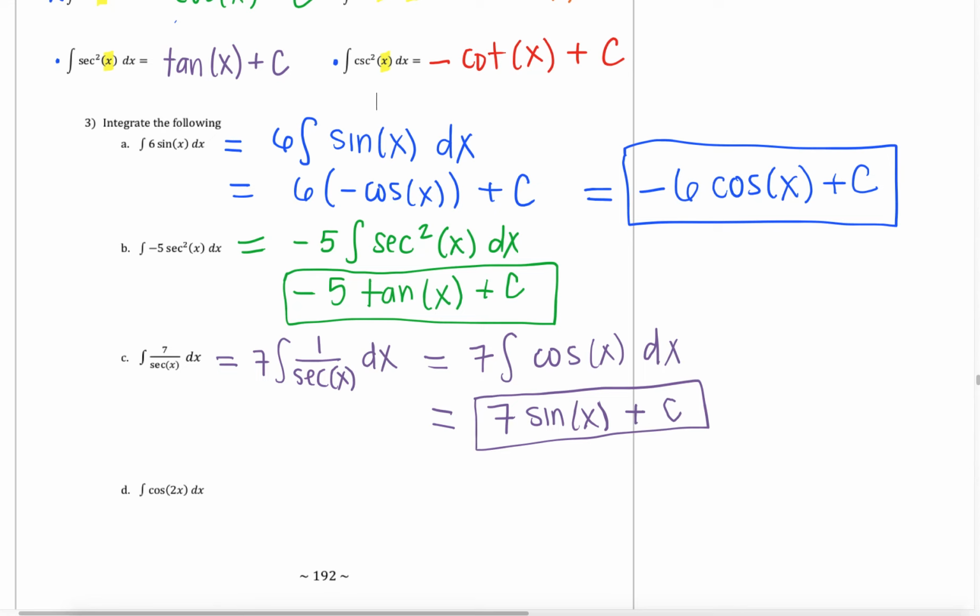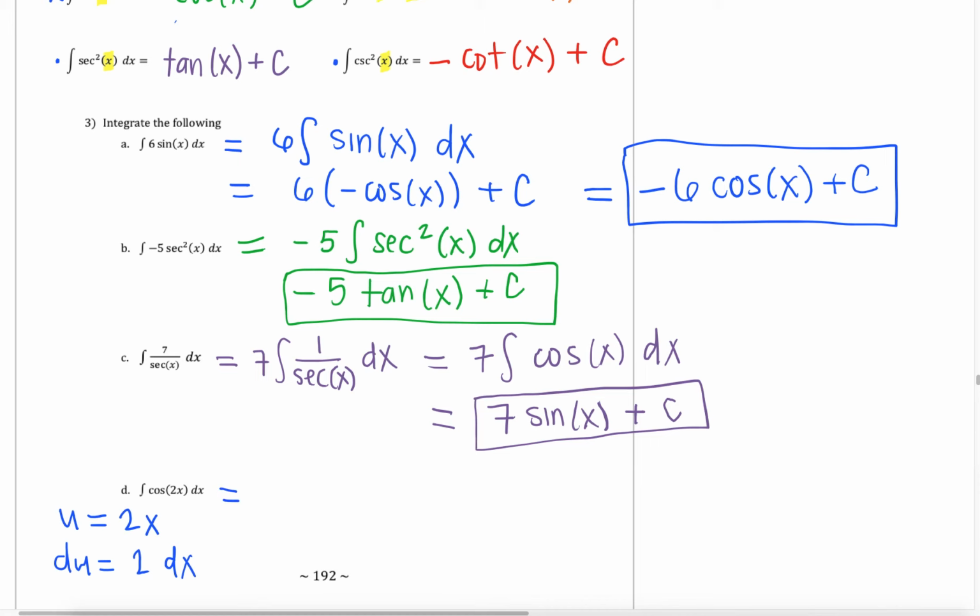So let's look at example D. Here we have the integral of cosine of 2x dx. Well, this looks really similar to a basic integral because it's just cosine of something. And this is one where we could use U-substitution to make it into a basic integral. So in this case here, our u is going to be 2x. So our du would then be 2 times dx, since the derivative of 2x is 2.